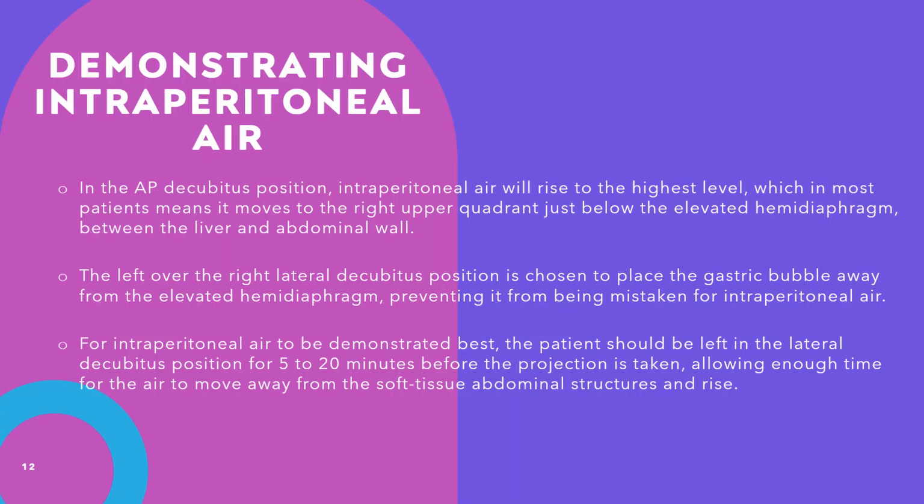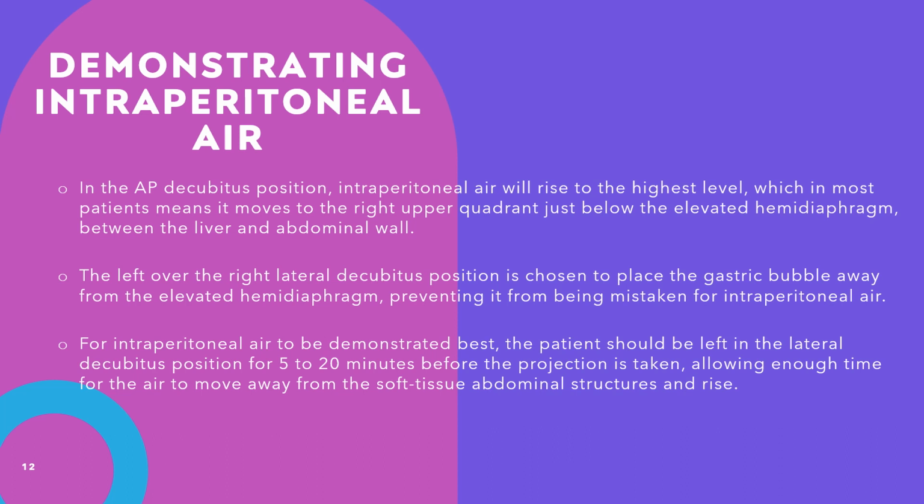Demonstrating intraperitoneal air. In the AP decubitus position, intraperitoneal air will rise to the highest level, which in most patients means it moves to the right upper quadrant just below the elevated hemidiaphragm, between the liver and the abdominal wall. The left over the right lateral decubitus position is chosen to place the gastric bubble away from the elevated hemidiaphragm, preventing it from being mistaken for intraperitoneal air.